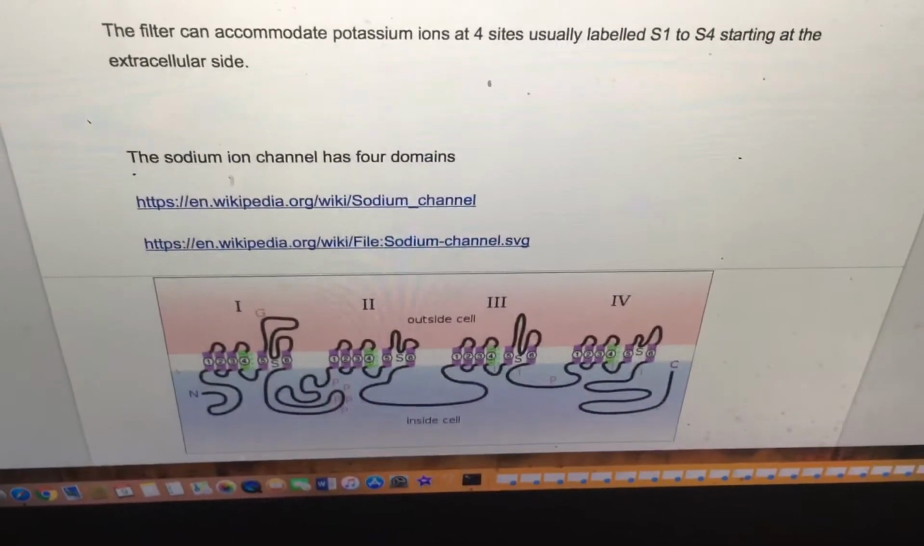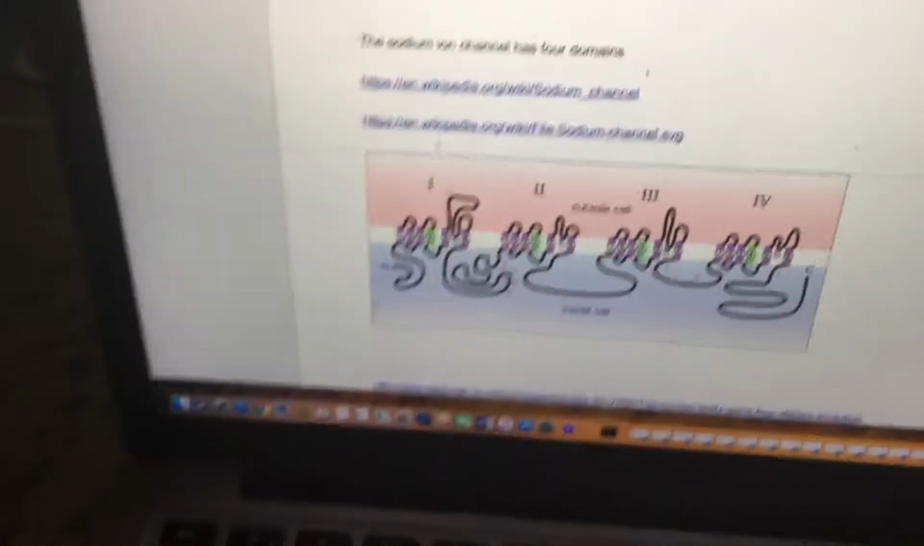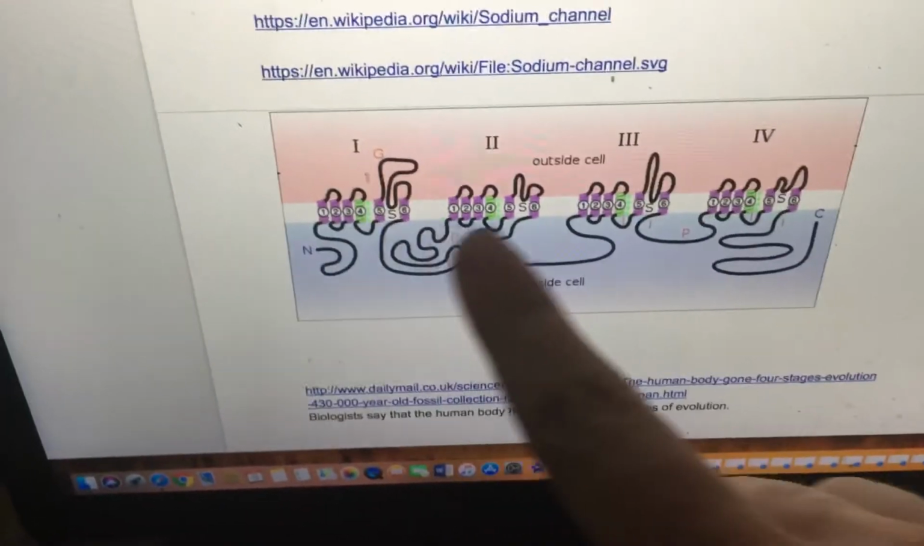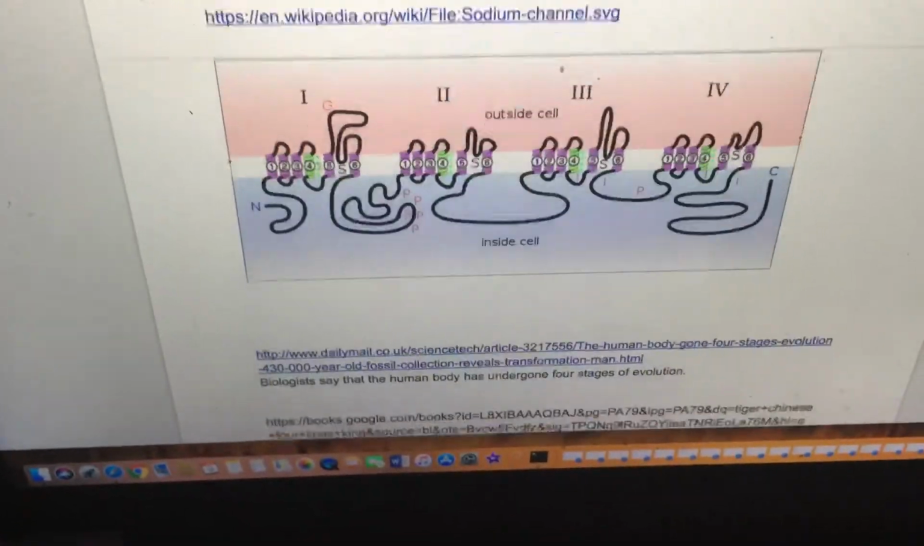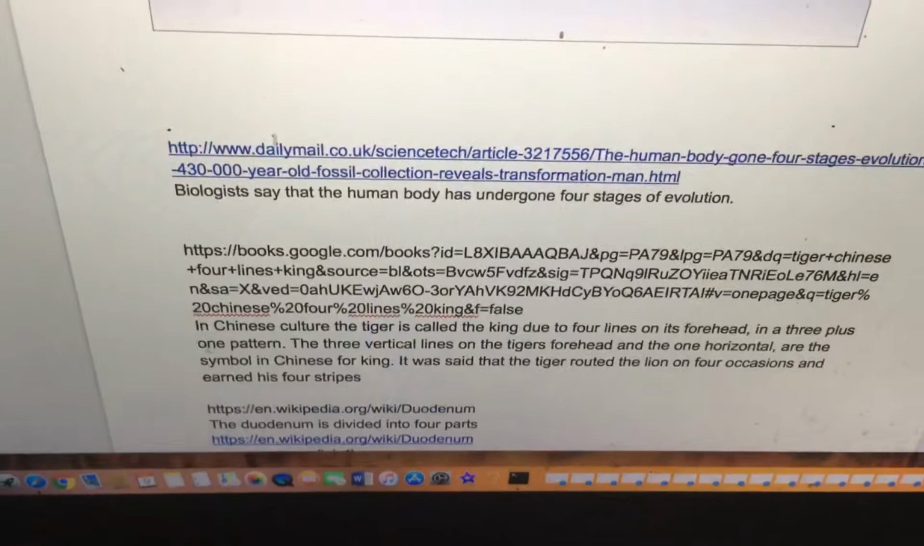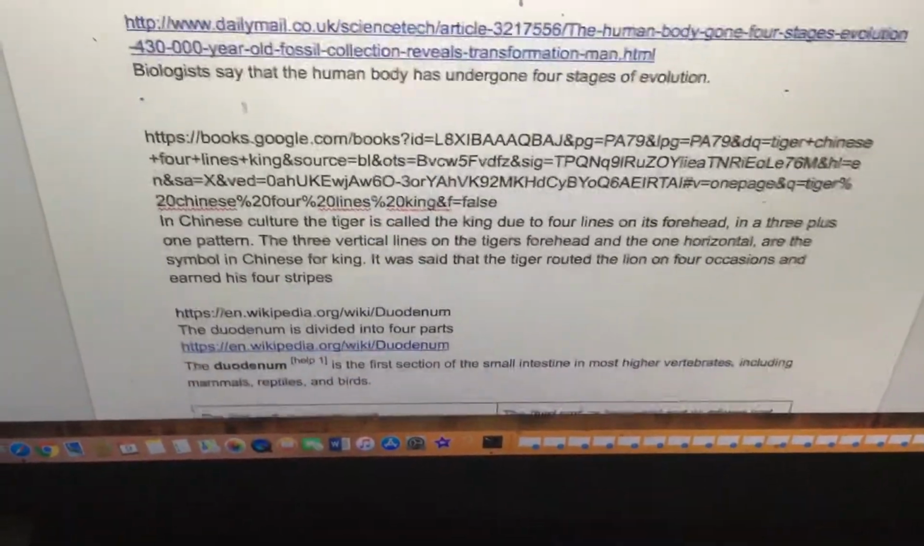The sodium ion channel has 4 domains. See the 4 domains of the sodium ion channel. Again, each domain has 6 subunits, but the 4 has presented itself as dominant, so another number, the 6, presents itself. Biologists say that the human body has undergone 4 stages of evolution.